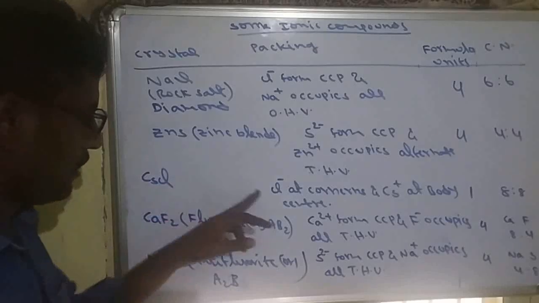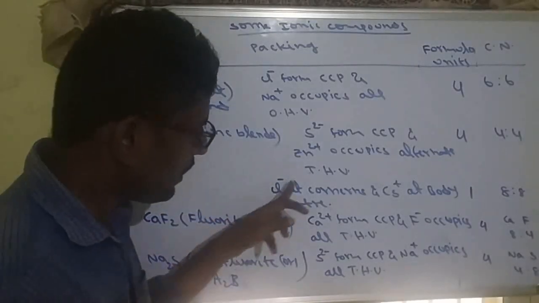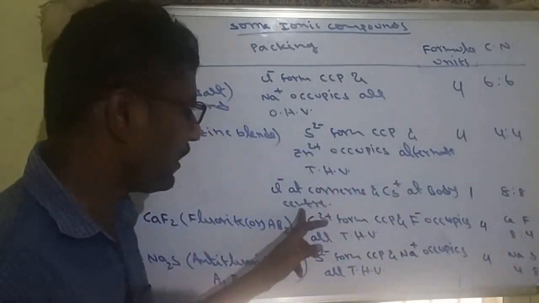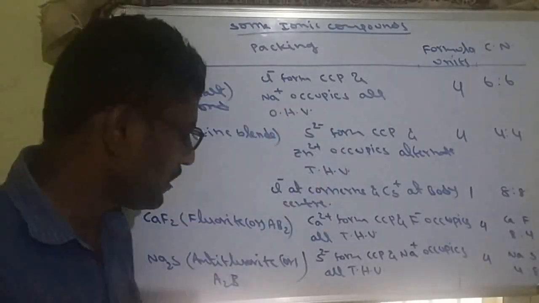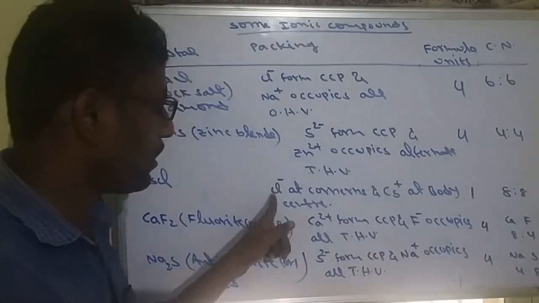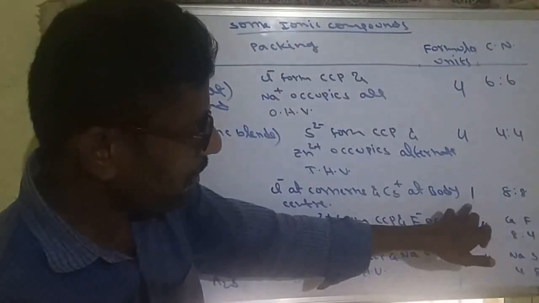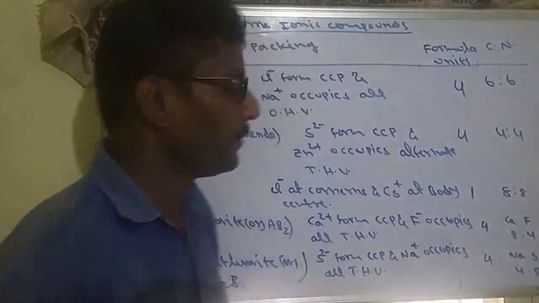CsCl type structure. CsCl is a BCC type structure in which Cl minus will be present at the corners and Cs plus at the body center. Corners means 8 into 1 by 8, that means 1 Cl minus. Body center has 1 atom, 1 Cs. 1 Cs and 1 Cl will form 1 molecule of CsCl. So formula units will be 1. The coordination number of BCC will be 8:8.